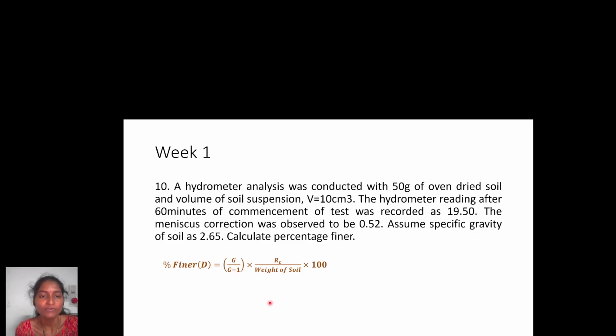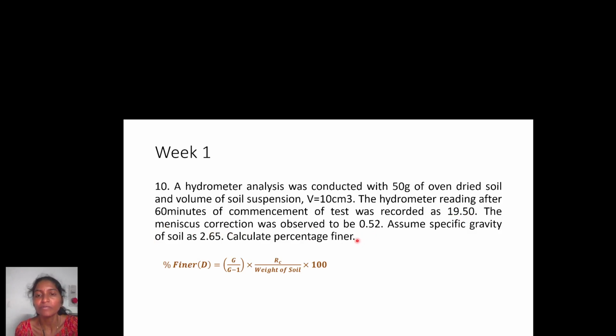So what are the unknowns here? Specific gravity is already given, 2.65. Weight of the soil we know, 50 grams. Corrected hydrometer reading is what we need. Initial reading is 19.5. There was a meniscus correction mentioned, which was 0.52.